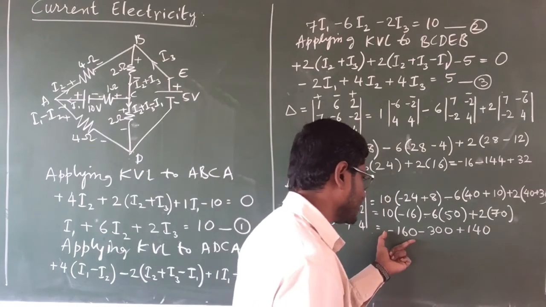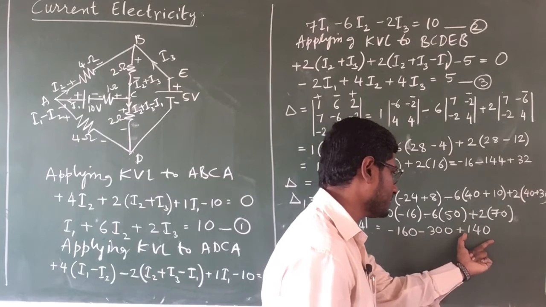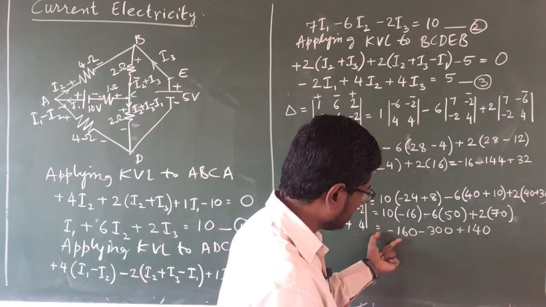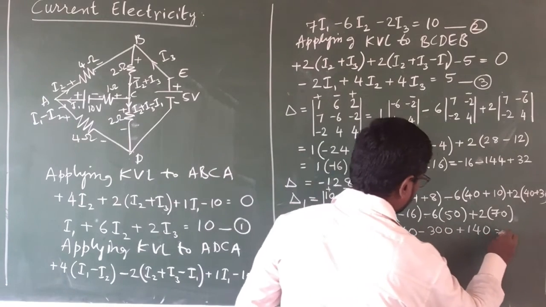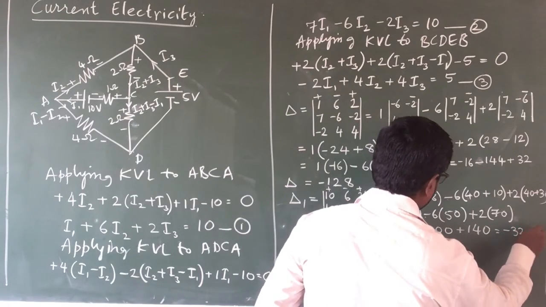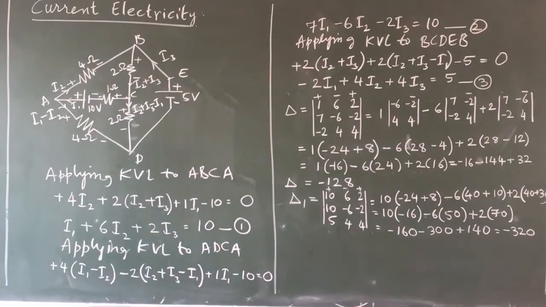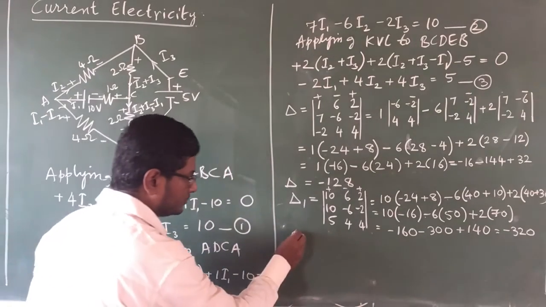So minus 160 plus 140, that gives me minus 20. Minus 20 and minus 300, this is going to give me minus 320. So I got the value of my delta 1. Going for delta 2.